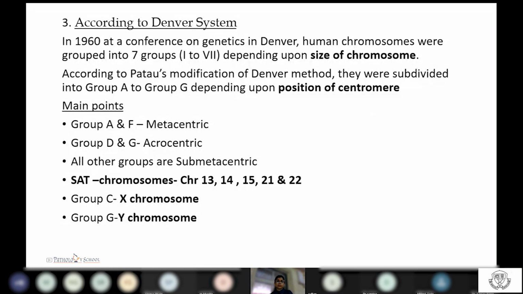Next, this is according to the Denver system. There was a conference held in Denver in which they divided the chromosomes based on size, which was later modified by Patau into groups A to G. The main points of this classification are that groups A and F are metacentric, D and G are acrocentric, and all other groups are submetacentric. Now the SAT chromosomes are your satellite chromosomes, which are chromosomes 13, 14, 15, 21, and 22. Your X chromosome is in group C and your Y chromosome is in group G.